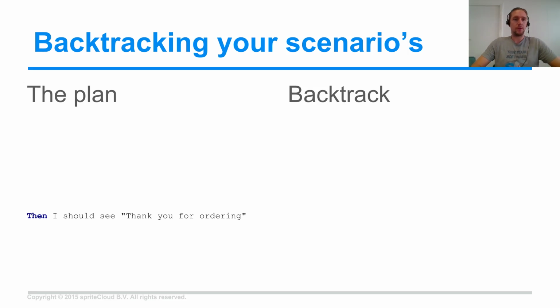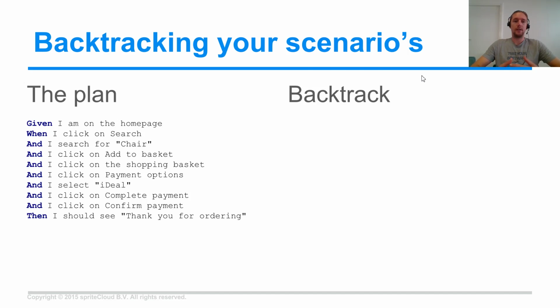So, first off, how do we start writing a scenario? Over here I've created an example and I started off with writing down what I want to confirm, what I want to make sure works. So the thing that I want to see working is the thank you for ordering message in the end. Once you know what you want to test, you start writing down what happens before that final message displays, or that final thing that you want to test.